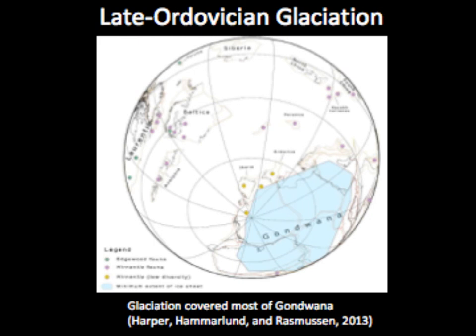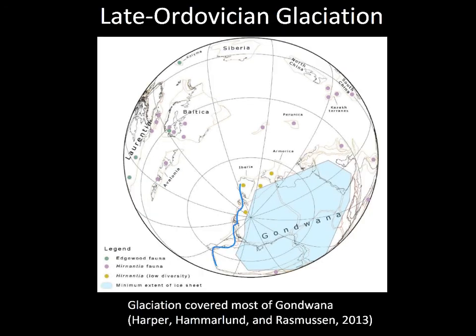This is a very interesting drawing, and it illustrates the extent of the glaciation in the late Ordovician period. You can see that most of the land in the late Ordovician period is this supercontinent Gondwana, and I'll try to outline the boundary of this big supercontinent here. And look at this. Most of that entire landmass is covered in ice. So here's the boundary of the ice. Pretty amazing. And that's the minimum extent of the ice sheet. It got even bigger than that. So this was a huge glaciation.